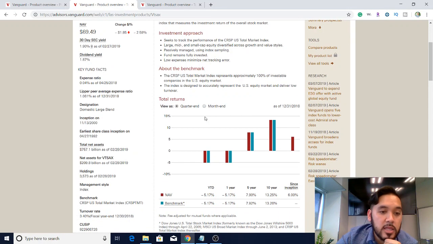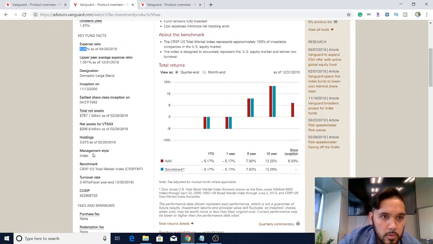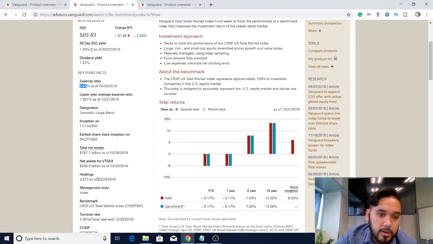And looking at the expense ratio, boom, definitely really, really low. And as you can see, the net asset value compared to the benchmark, the net asset value being the actual index fund, is basically identical with its performance. So indexing, following the index. And if you look at the holdings, where are the holdings at? Where is it, guys? Right here.